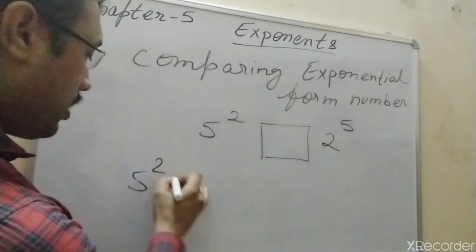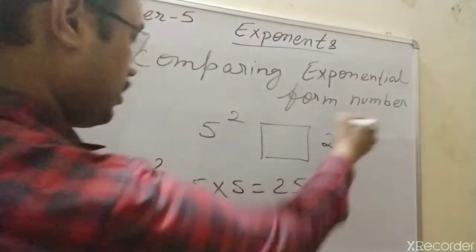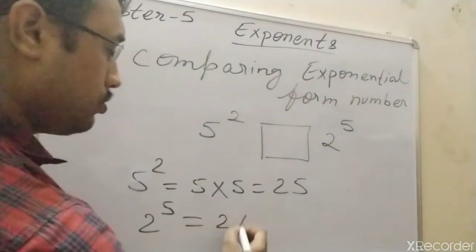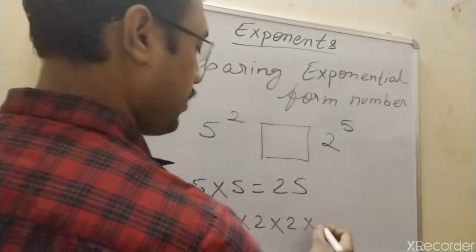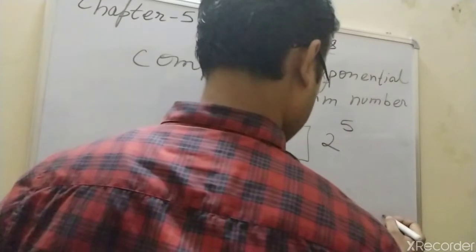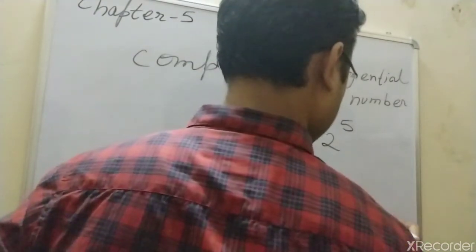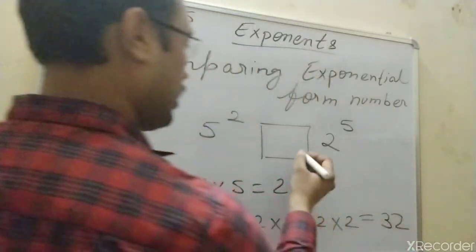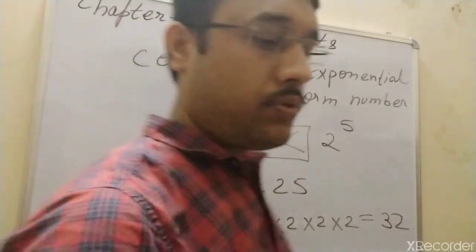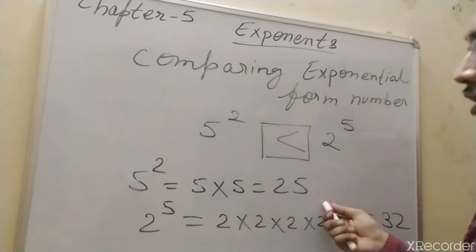This 5 square, you can write that 5 into 5, it is 25, and this 2 to the power 5 you will write 2 into 2, 5 times you will multiply 2 with itself only, the result you will get is 32. So that's why this is greater. 2 to the power 5 is greater. So such way you can compare any exponential form number by finding its value.